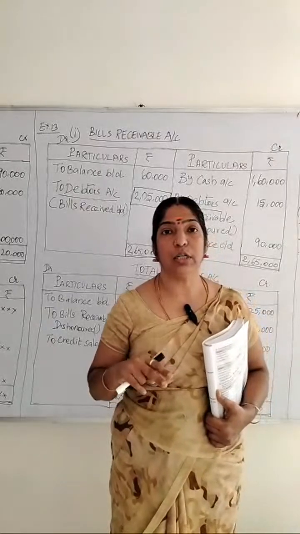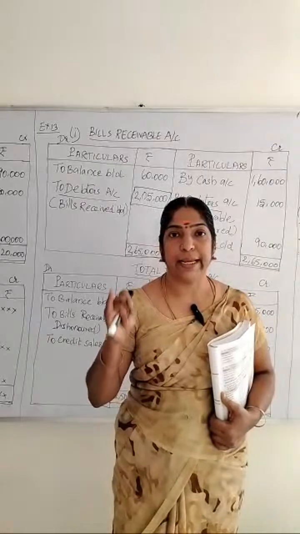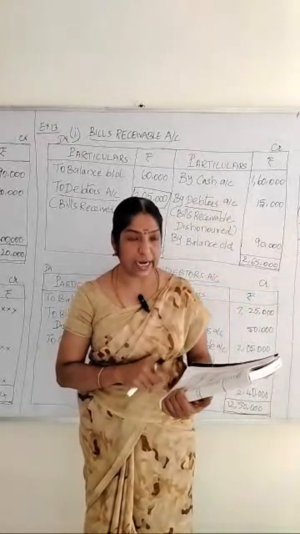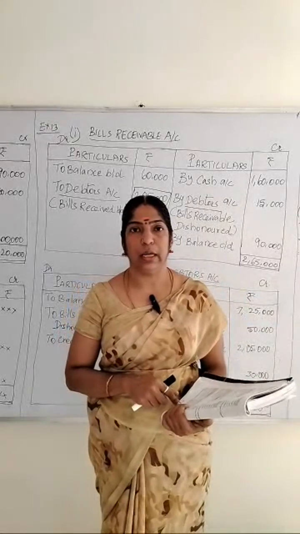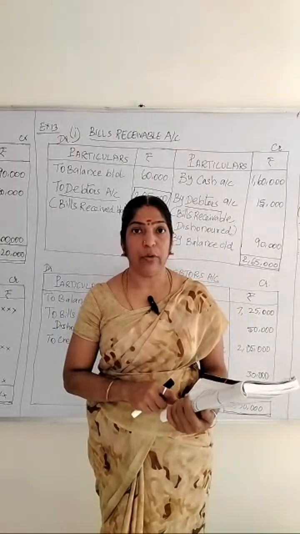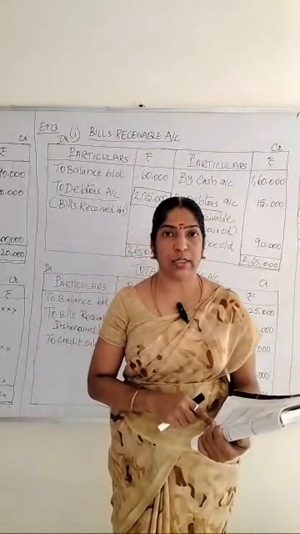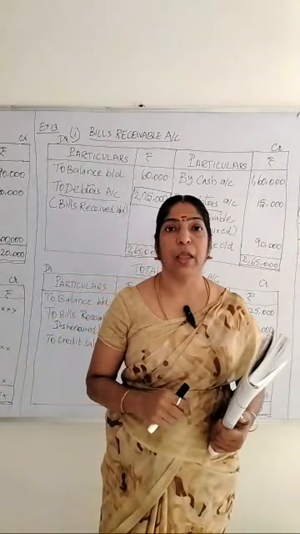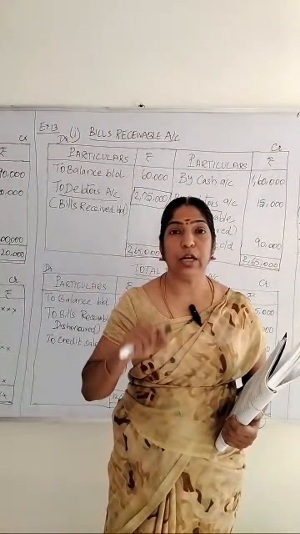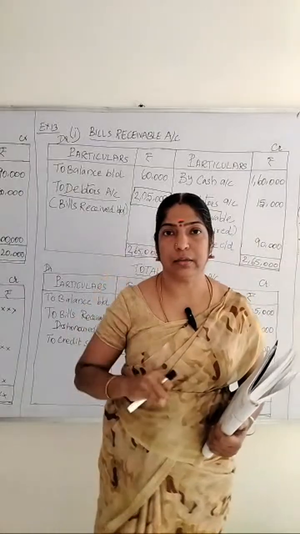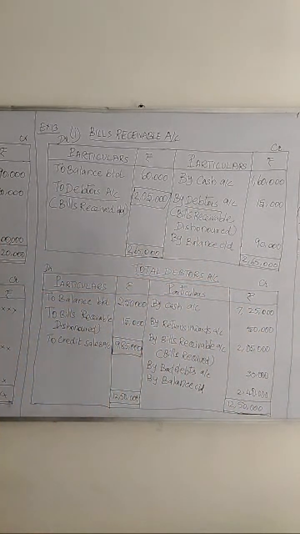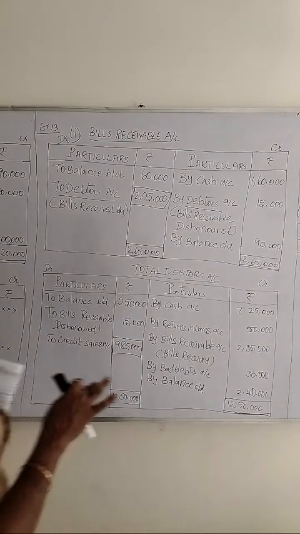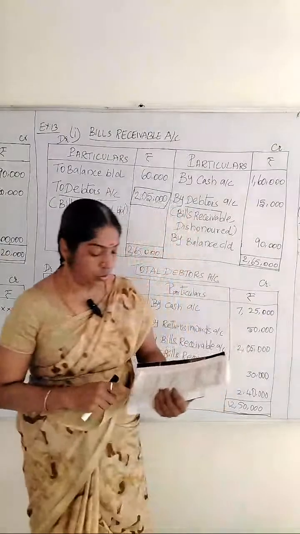So, if you need total sales, what are the two things we need? Cash sales and credit sales. Cash sales are given in the question. What we need to calculate is the credit sales. So how can you find out the credit sales? To find the credit sales, we need to calculate the bills receivable account, and second, the total debtors account, and the third one, finally, gives the total sales.